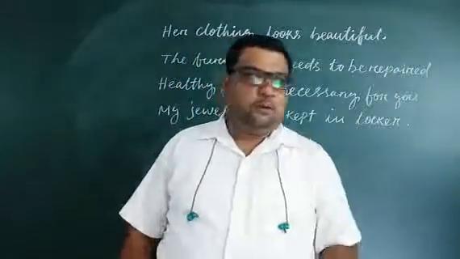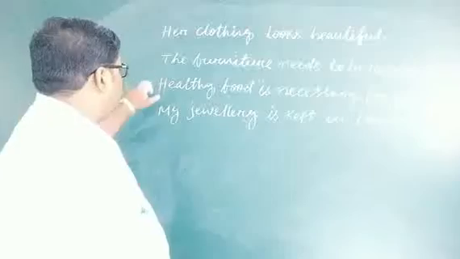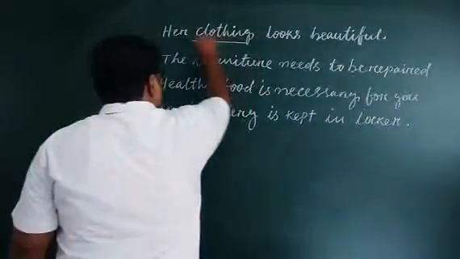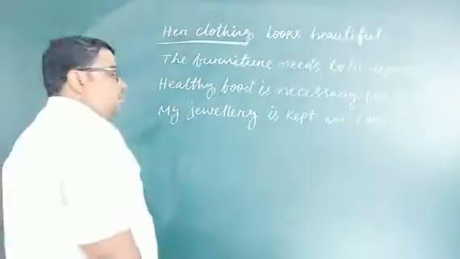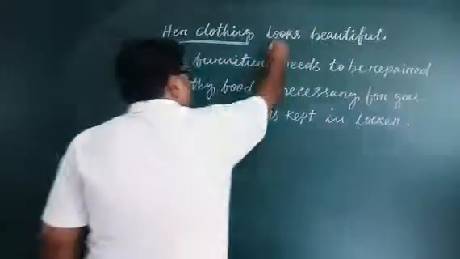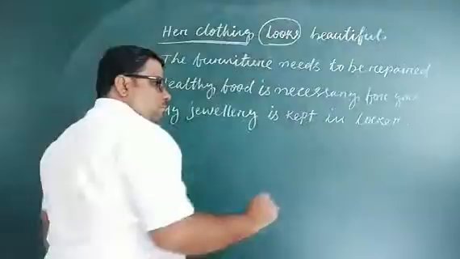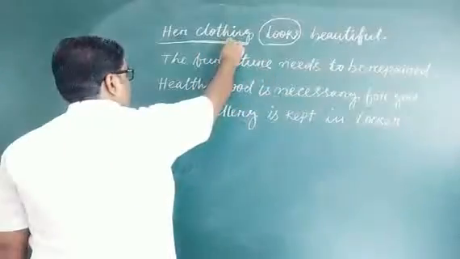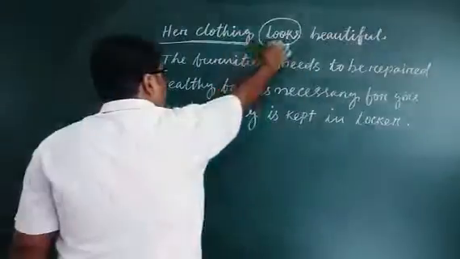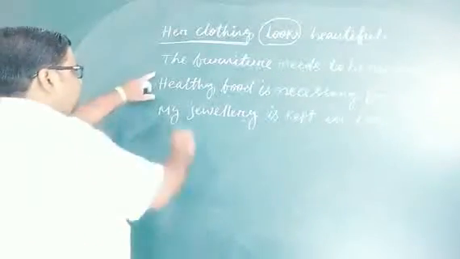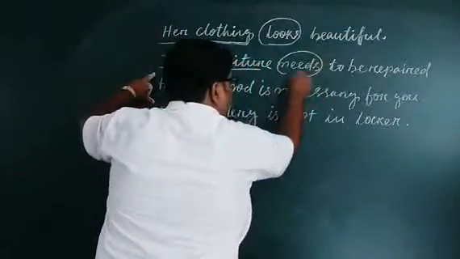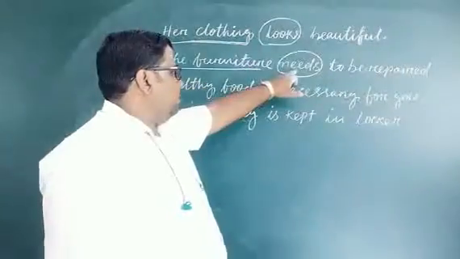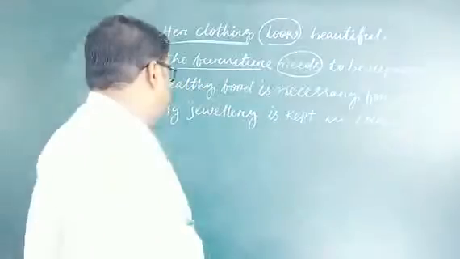Students, let's have a look at these examples. Her clothing looks beautiful. The subject is her clothing. Here the verb is looks. Looks means singular form. Why is it singular? Clothing is uncountable and takes singular form. In the second sentence, the furniture needs to be repaired. The furniture is singular, so it takes singular form, needs.